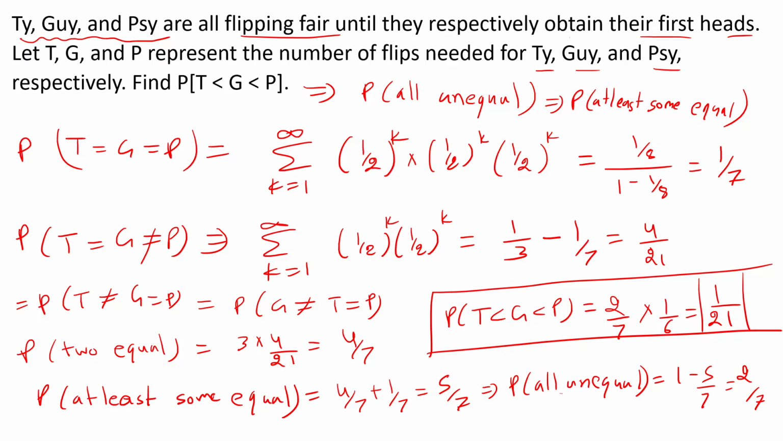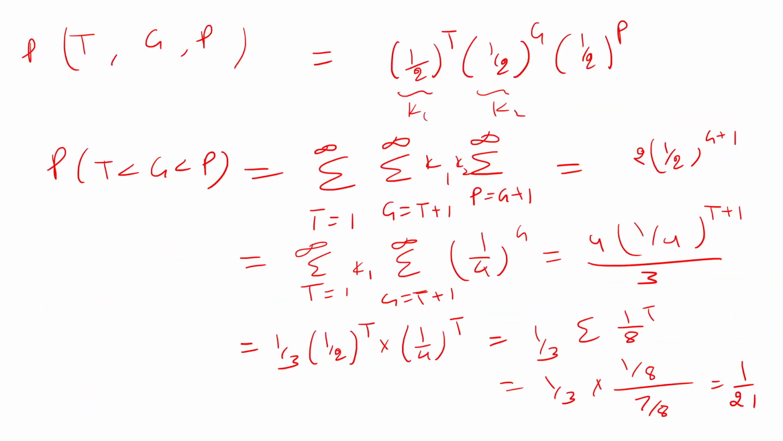Or you can do this. This is also fun, where you figure out first probability all unequal, then at least some equal, and 2 equal, all of them equal, and then we figure out the probability of at least some equal, and then you have all unequal, and then 1/6 is the answer. Both are fun, so I do hope you like this.